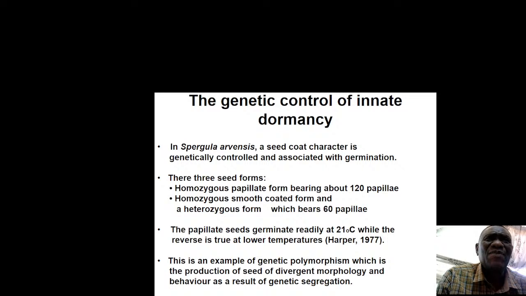This is an example of genetic polymorphism, which is the production of seed of divergent morphology and behavior as a result of genetic segregation. So this is under genetic control.